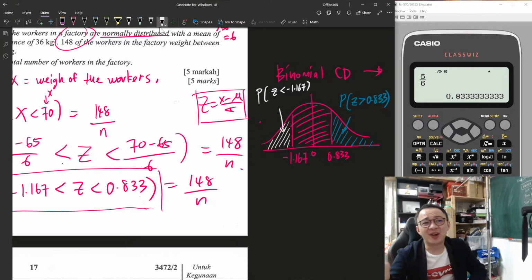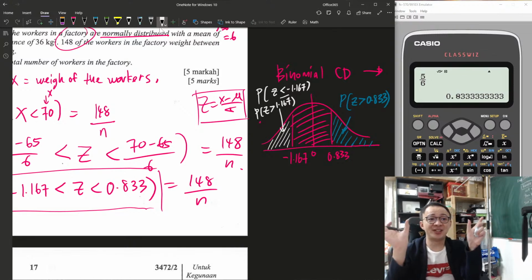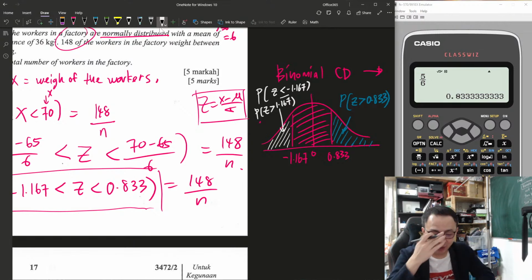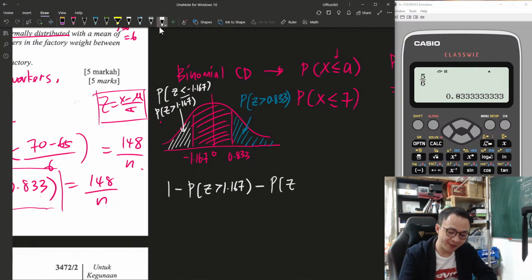And definitely your Z value table cannot find a negative value and less than. So this is the reason why we can change it into Z is bigger than 1.167, because both sides are symmetry, isn't it? So this is how you can do it. Right now, I want to find the red color, which is the middle one. I will use 1 minus probability Z is bigger than 1.167 minus probability Z is bigger than 0.833. Then you will get the answer at the end.